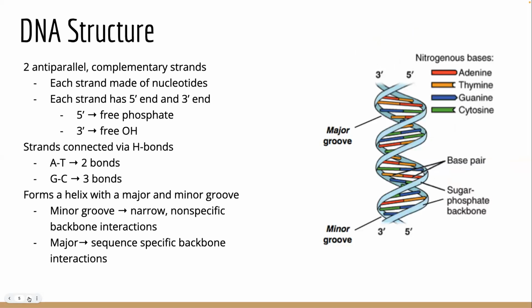Okay. And then a little bit more about the structure. So it's just 2 anti-parallel complementary strands. Each strand is made up of nucleotides. Each has a 5' and 3' end. And then the bases are paired together through hydrogen bonds. There's 2 between adenine and thymine, but 3 between guanine and cytosine. And then it forms a helix with a major and minor groove. The minor is the narrow, non-specific backbone interactions, whereas the major has the sequence-specific backbone interactions.